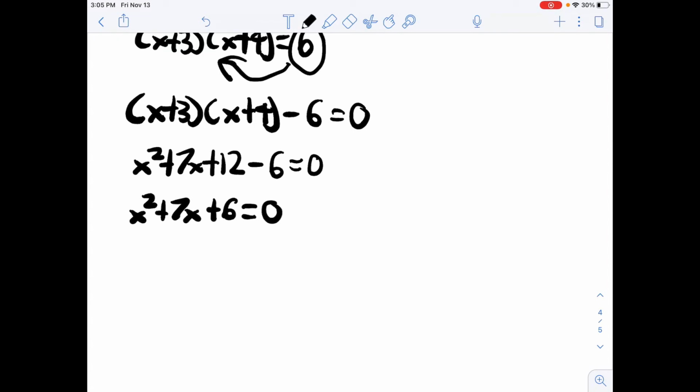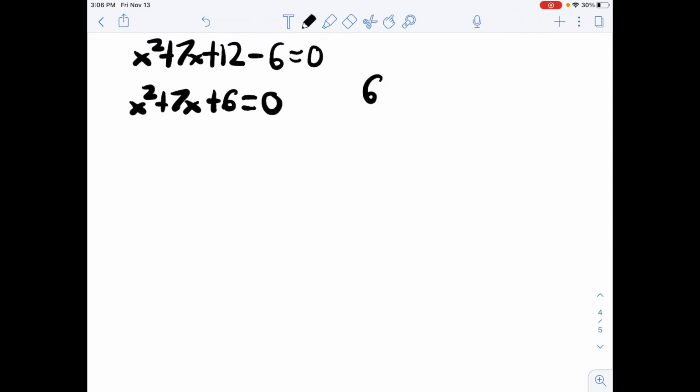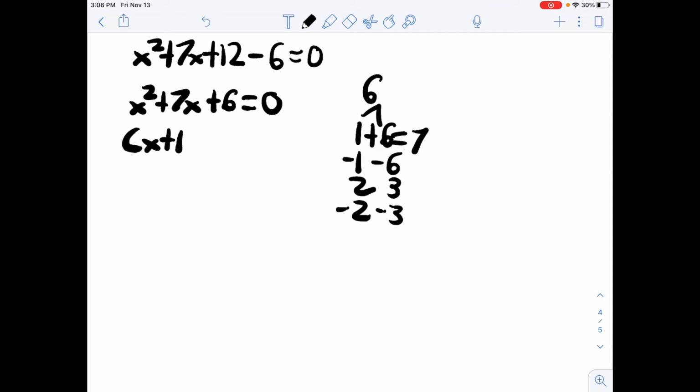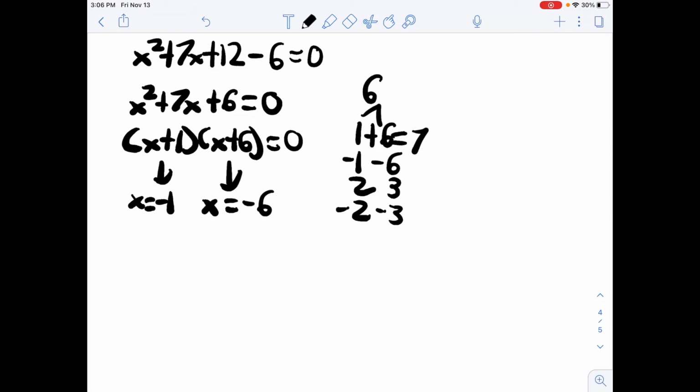And this looks like the question that we just did before. And we would factor here using the zero product property. So the factors of 6 are 1, 6, -1, -6, 2, 3, -2, and -3, and 1 plus 6 equals 7. So this factors out to x plus 1 times x plus 6 equals 0. Here, x equals -1. Here, x equals -6. So the two solutions to this equation are -1 and -6.